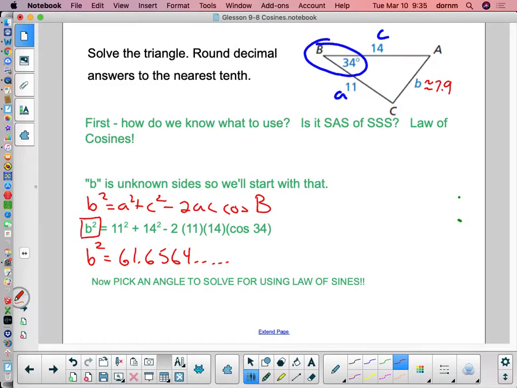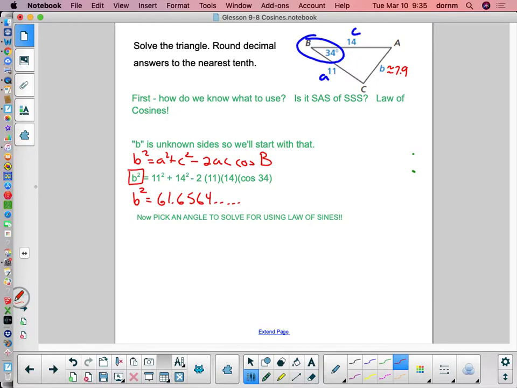Awesome. Now, how about the two angles that are unknown? We will only use the law of cosines once in any given problem. We'll then switch to law of sines. So now I could find angle A or angle C. It doesn't matter which one. Which would you like to find, A or C? Okay, let's go with A. So, law of sines: sine of A, which is unknown, over side A, which is 11, equals the sine of B, angle B is 34, over side B, which we just found is 7.9.